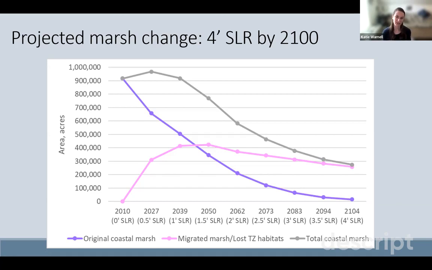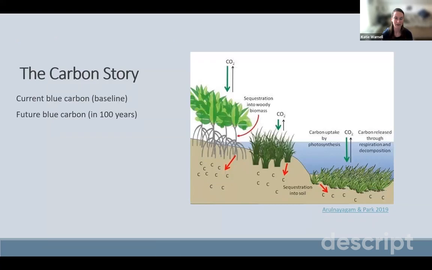And then the other big change to think about is that during this period of marsh migration, it's not moving inland into totally barren areas. It's replacing other habitats that are in that transition zone. Along the mid-Atlantic coast we're looking at, the transition zone is primarily forested wetlands, other types of freshwater wetlands, and upland forests. And so this becomes a big part of the carbon story that we will get into next.